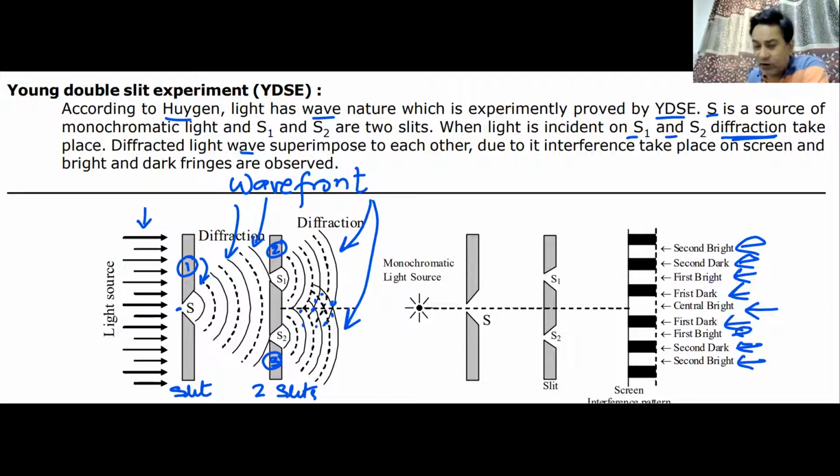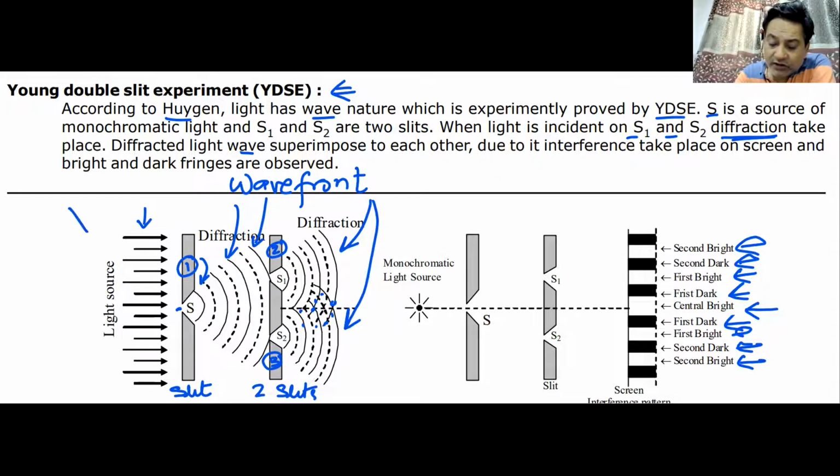This phenomena is known as interference and it is explained by this Young's double slit experiment, and you can do this experiment in the lab as well. Do we understand this? You will have to draw these diagrams. Yes, sir.